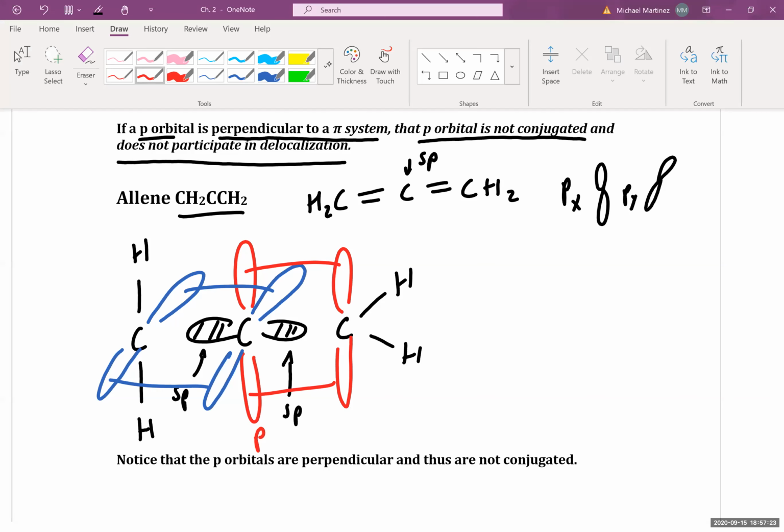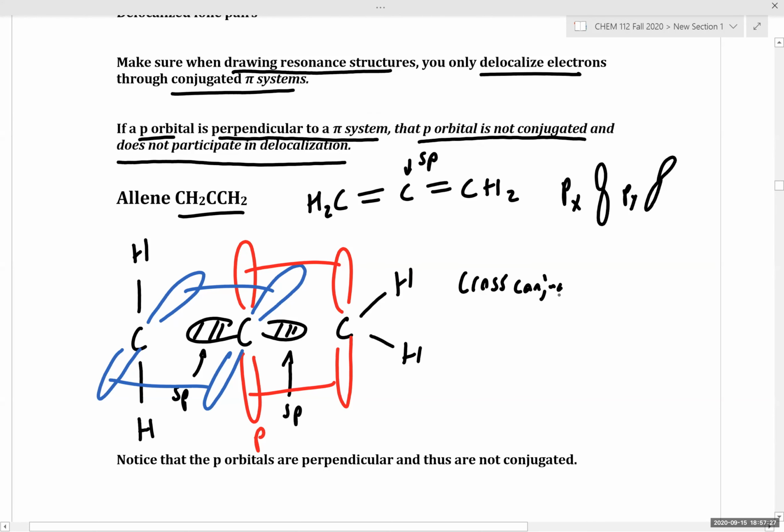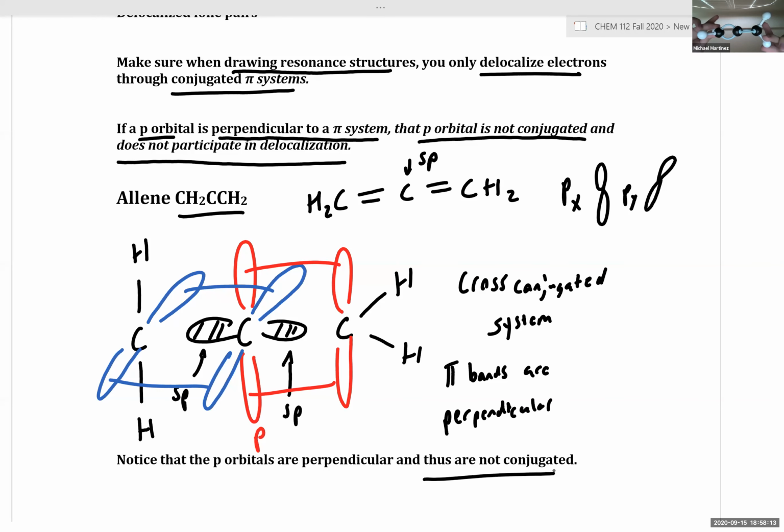This is known as a cross-conjugated system. And these cross-conjugated systems are less stable than your typical conjugated system. Why? Because our electron density in these two pi bonds is not actually being delocalized across all three of our atoms. Why? These two pi bonds are perpendicular. And as a result, they are not conjugated. So that's why we get these very odd structures like this. And it's a direct consequence of the fact that p orbitals need to be in a specific orientation for bonding.